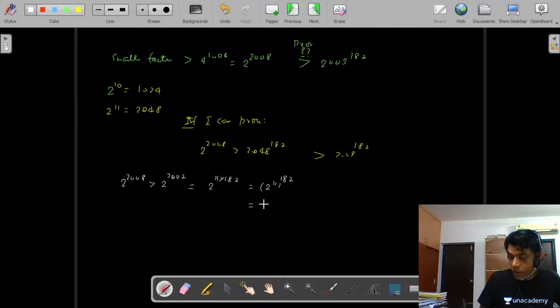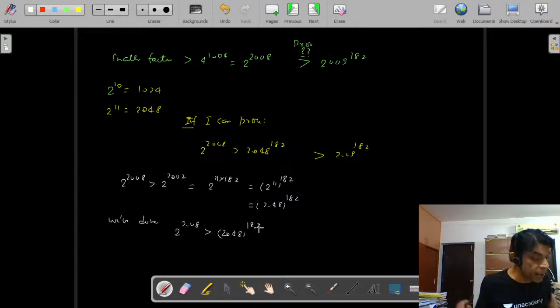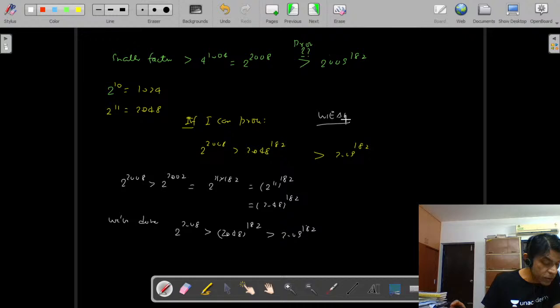So what we have done is 2 to the 2008 exceeds 2048 to the 182, and this in turn is much larger than 2009. See, it is much larger. That was the one from a year before the exam, 2001 to the 182. It means it is very weak. This was not a very strong inequality, but still the idea was not this. The idea was just to compare.